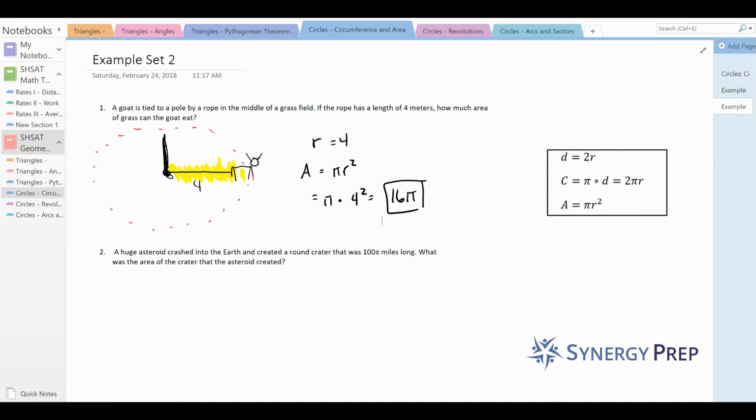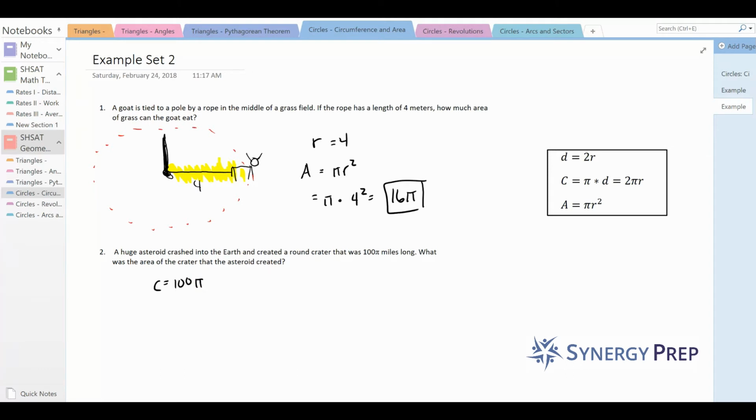A huge asteroid crashed into the Earth and created a round crater that was 100 pi miles long. What was the area of the crater that the asteroid created? So it's a round crater that was 100 pi miles long. That's telling me that that's going to be the diameter, right? Sorry, not the diameter. It's the circumference. So we're given that the circumference is 100 pi.